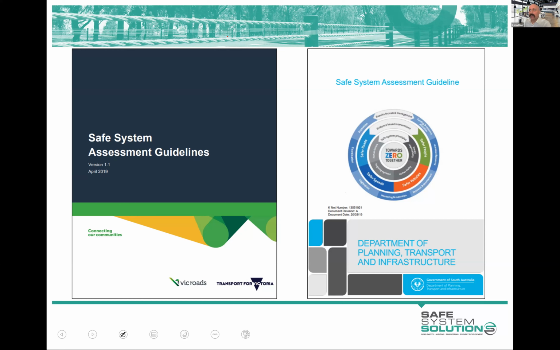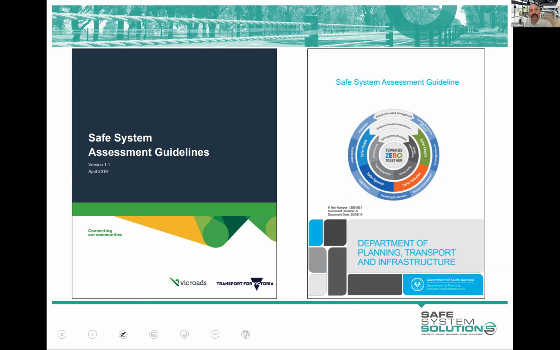So what I'm going to be taking you through now is how to undertake a safe system assessment in accordance with the Austroads guidelines, the Victorian and South Australian guidelines, the fact sheets, and the general practice across Australia and New Zealand. Nobody's doing anything wildly different. As I say that, Western Australia is probably doing something wildly different, but that's not unusual, is it?